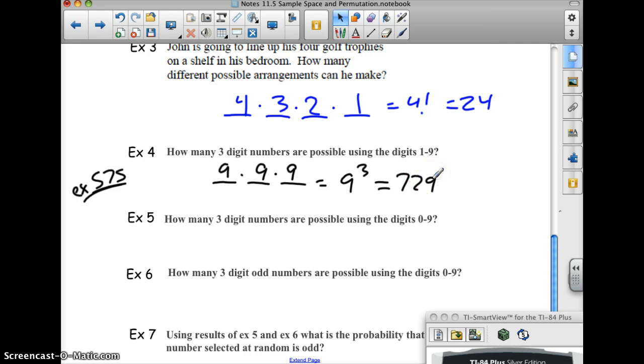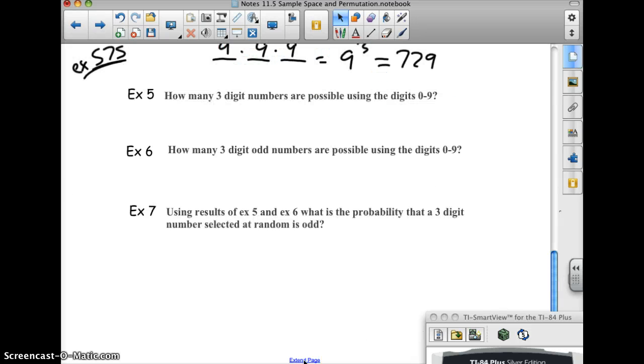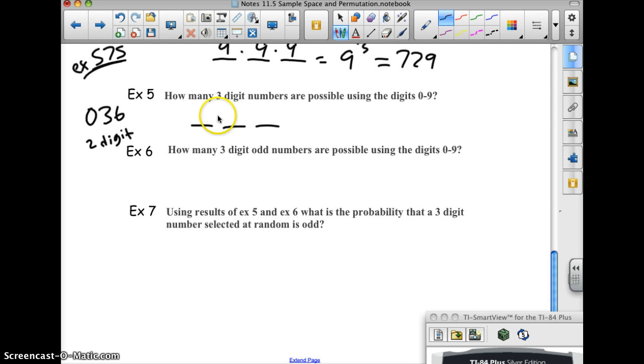How many 3-digit numbers are possible using the digits 0 to 9? Now here we have a little bit of a problem. With that first spot, if I have something like 036, that's actually a 2-digit number, right? So I have a special condition on this first thing. This first thing cannot be 0. So I have choices 1 through 9, which is 9 choices. But after that, I could have 0, 1, 2, 3, 4, 5, 6, 7, 8, 9. So I have 10 choices for the subsequent digits. So it's 9 times 10 times 10, which is 900.